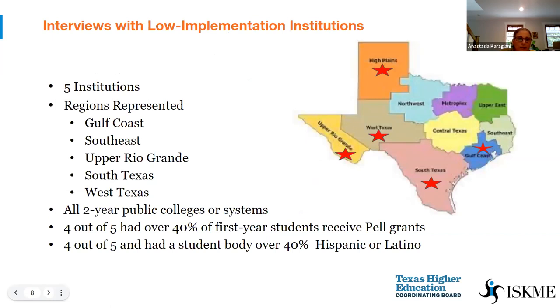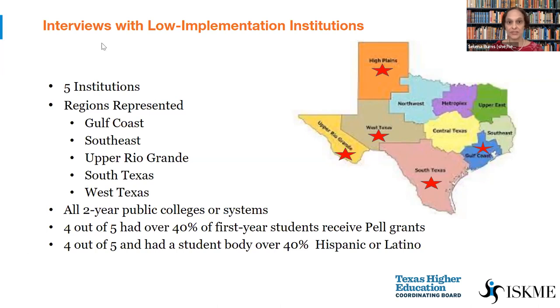And my colleague Selena will continue with the qualitative part of the study. We followed up the quantitative analysis with qualitative interviews with five different institutions in five different regions in Texas. These were all two-year public colleges or systems. This had to do in part with the fact that they made up the majority of these low OER implementation institutions, and it also related to who agreed to do an interview with us.